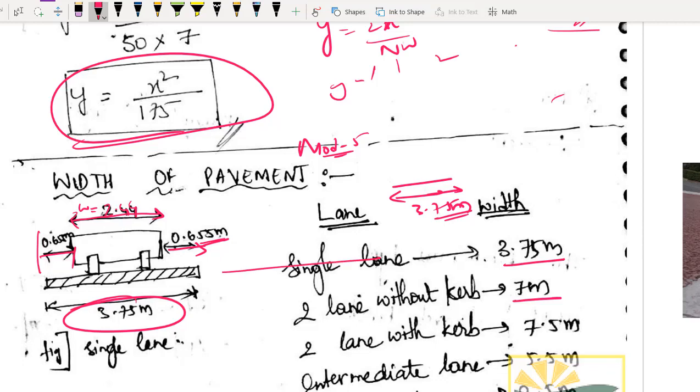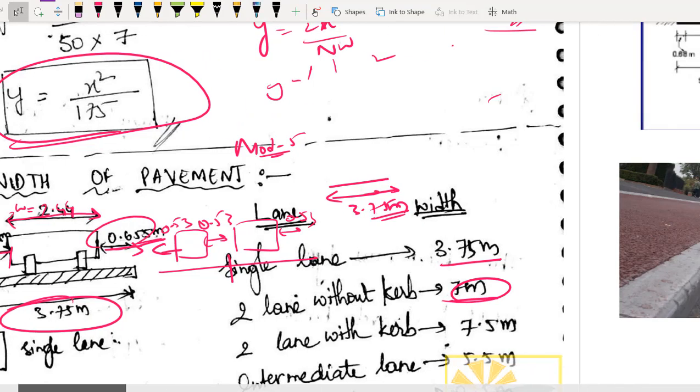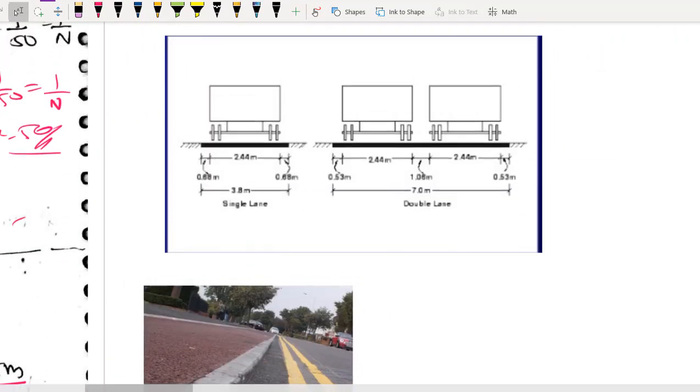If I have two-way, ठीक है, here vehicle. In this case, two-way road, I will be actually taking this as some 0.53, ठीक है? So this difference I am taking as 0.53 on each side. That's why it comes to 7 meters. No one knows this, okay? If you open any textbook, he will directly give 7 meters. And you will be confused, okay?